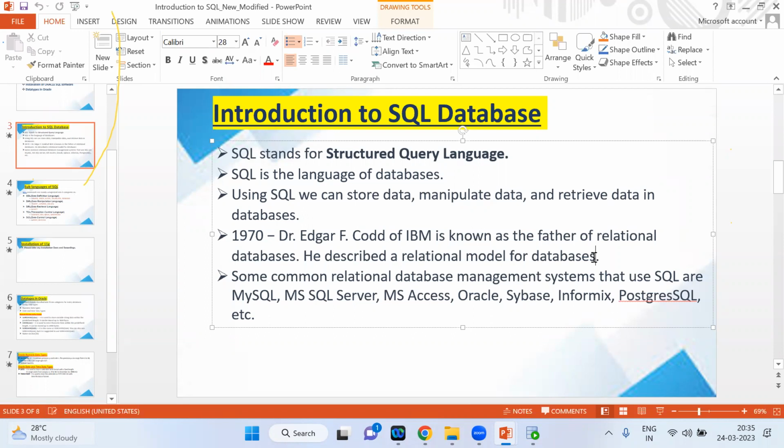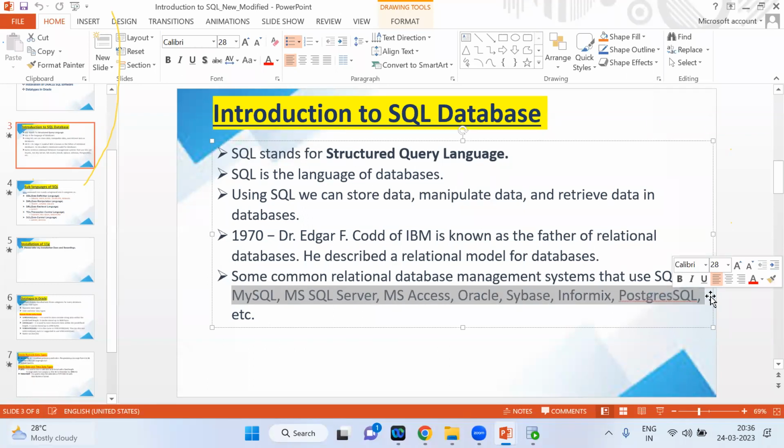Some common relational database management systems that use SQL: many companies came with their own database. IBM itself currently has 3-4 databases of its own, like Netezza, Teradata, and DB2, and there are other things too, like DataStage. So each company came with its own database: MySQL, MS SQL Server, MS Access, Oracle, Sybase, Informix, PostgreSQL, Teradata, Netezza. These are all other types of databases.